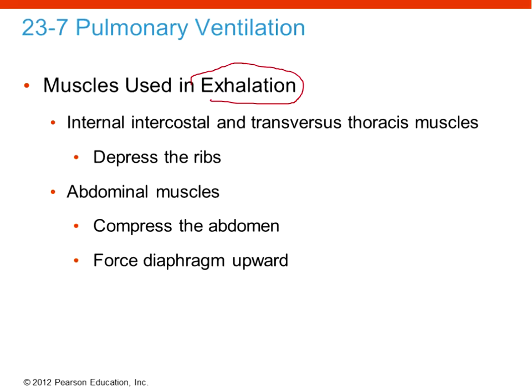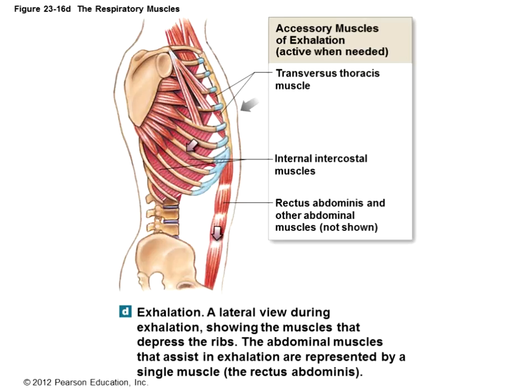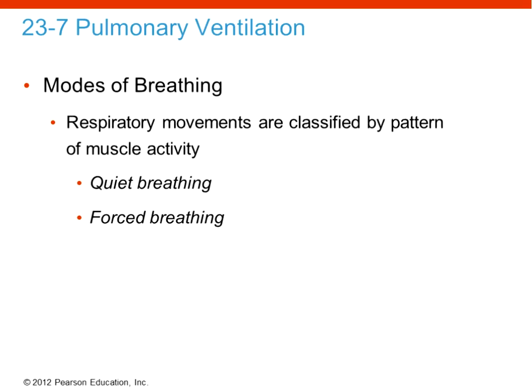Okay. Now, what about exhalation? Okay. Exhalation, you have muscles like the internal intercostals and the thoracic muscles that depress the ribs. Abdominal muscles can help force that diaphragm back into position and can be used during exhalation. Right. And so you can see these muscles listed during exhalation.